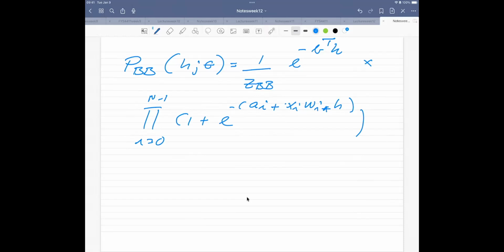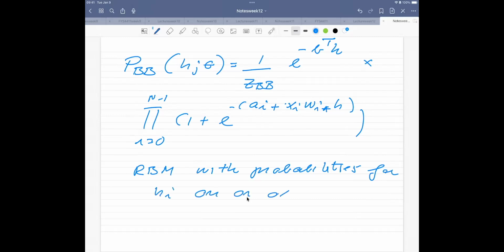So another thing which we can calculate, and I'm putting that up because we need that in the Boltzmann machines. So when we are going to simulate the RBM, we need to have a probability for when the node is on or not. RBM with probabilities for h_i on or off. So we are going to say that it is on when h_i is equal to 1, else it's off when h_j is equal to 0.